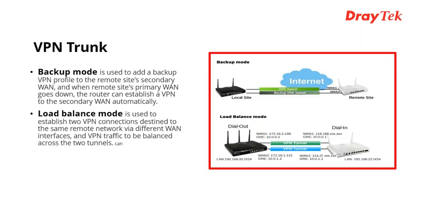The second mode is load balance mode. Here we create two tunnels going to the same remote network using two WAN interfaces, and the VPN traffic will be load balanced across both tunnels. This gives an additional benefit of increased throughput because the bandwidth of the two WAN connections is combined.